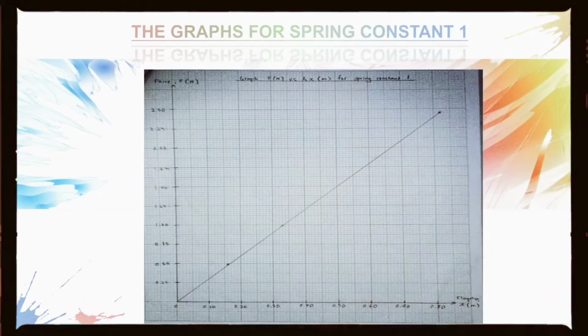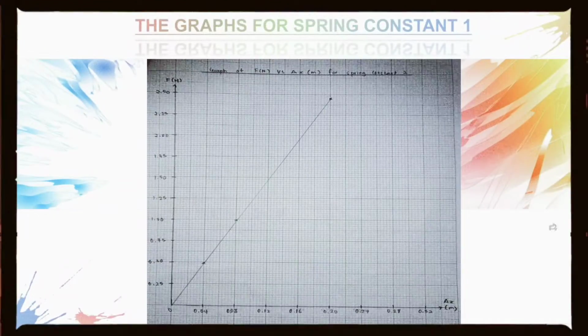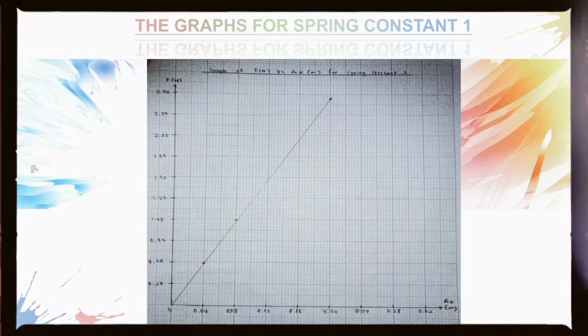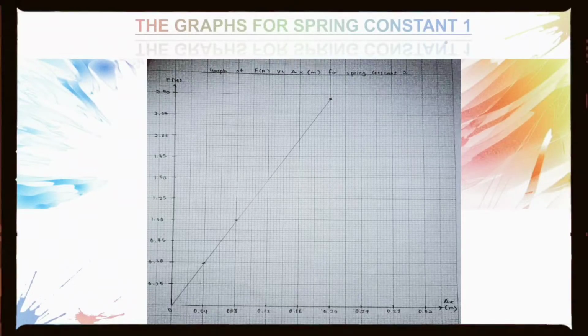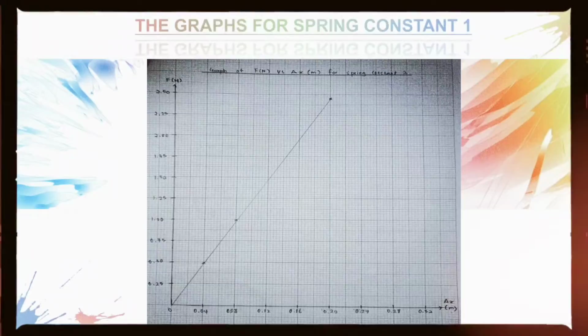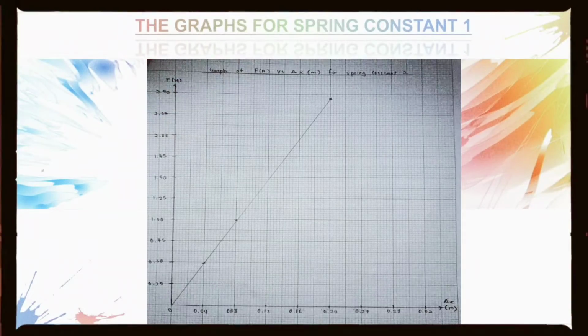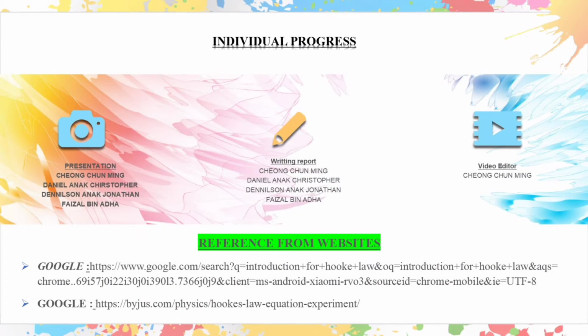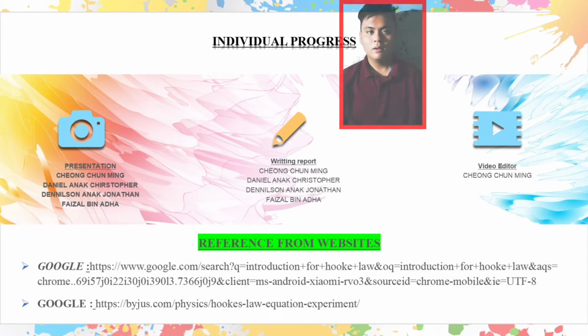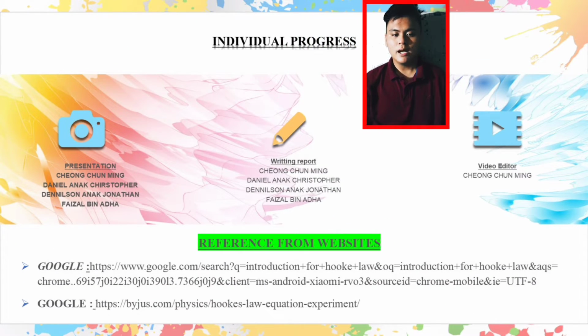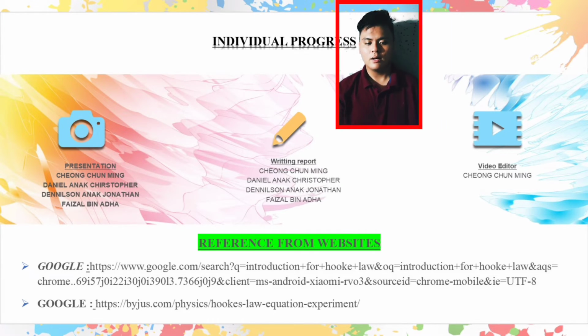This is the picture of the graph for spring constant 1. And the next one is the graph for spring constant 2. Sorry for the interruption, but there is a mistake in the slide. The spring constant 1 should be spring constant 2. The slide had stated that this is for individual progress.